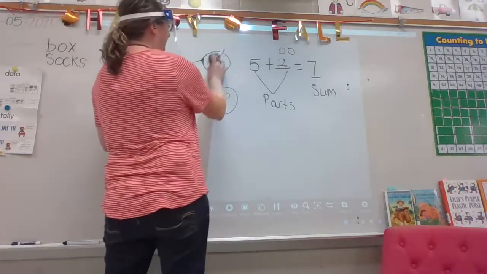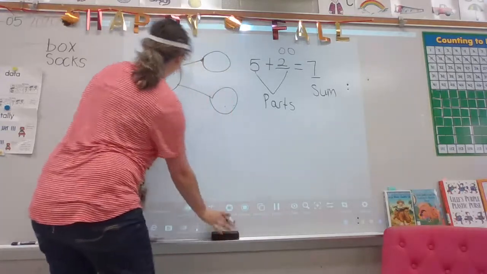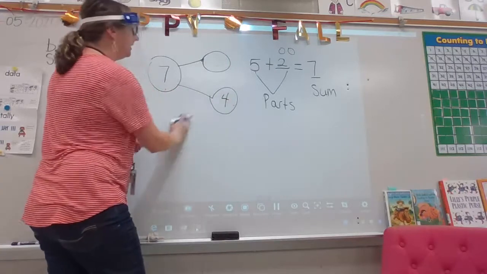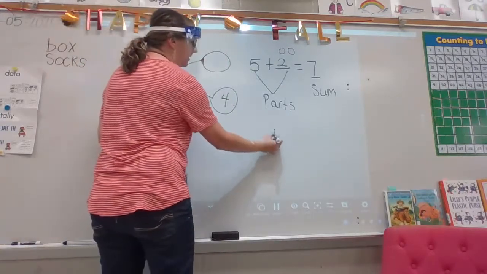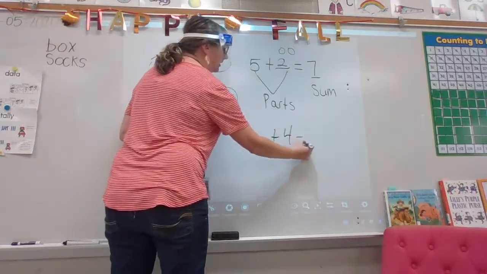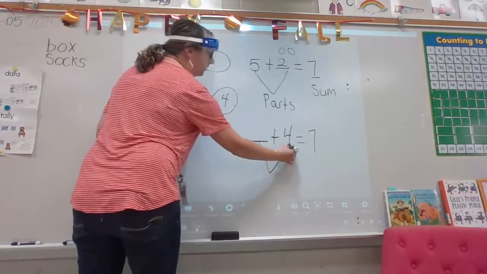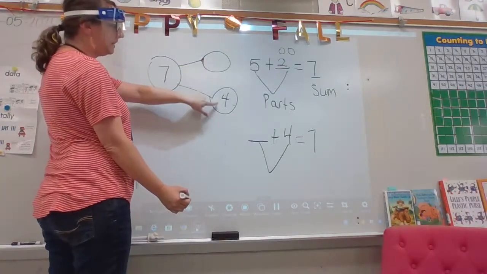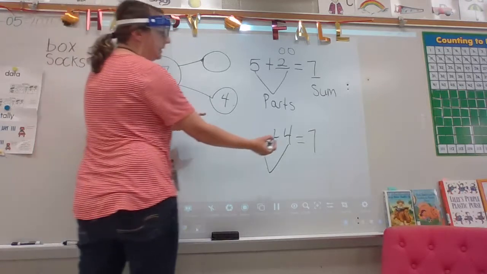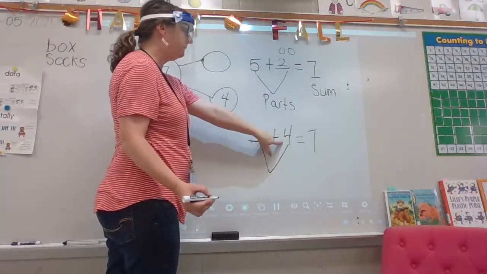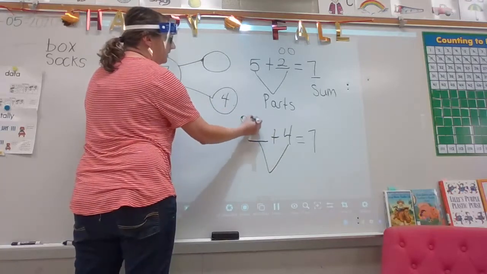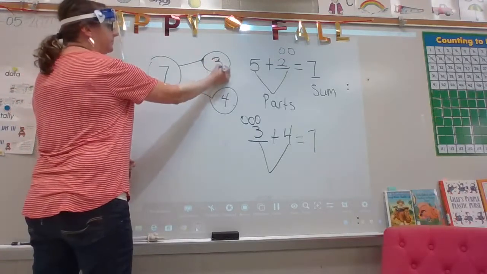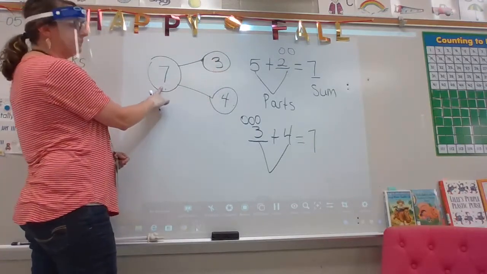I could also do it a different way. This time I'm going to miss the first part of my number sentence. Again, these are my parts. So I know that one part is 4. I have to think of another part that I could put with 4 to get 7. So again, I could just start at 4: 4, 5, 6, 7. So my missing number would be 3, because 3 plus 4 equals 7.